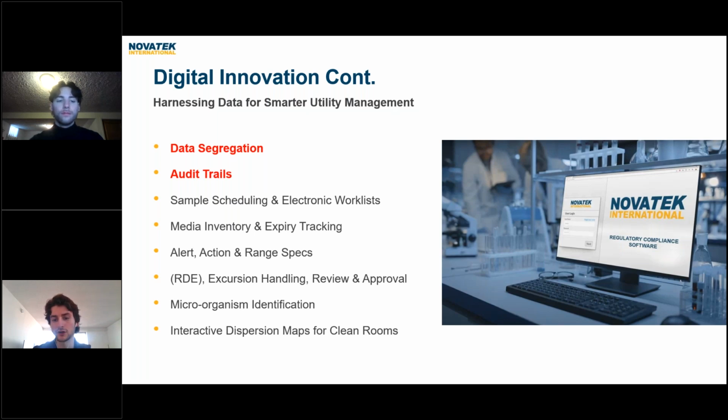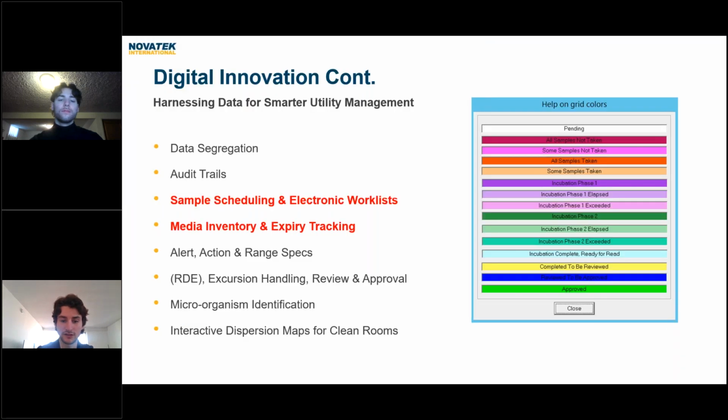There's also audit trails, which is self-explanatory in a way, as well as sample scheduling and electronic work lists. So a digital system supports all types of scheduling: routine, batch-related, non-routine, rotational, etc.